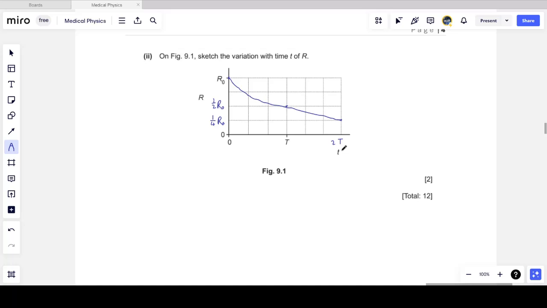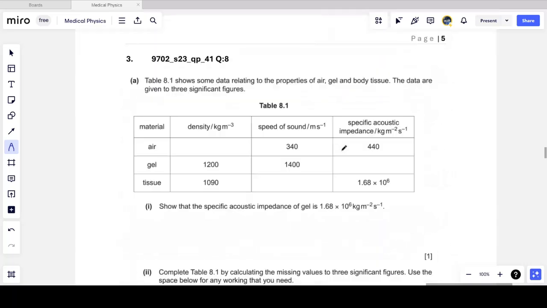And so that was a fairly long question that altogether was worth 12 marks and required us to go back and understand the things that we learned in nuclear physics. Question 3 comes from the summer 23 exam. That's May-June 2023. It's question paper 4, variant 1, and question number 8 from the paper.